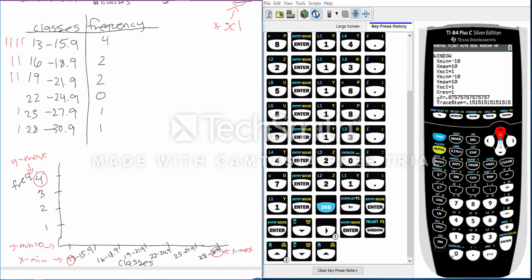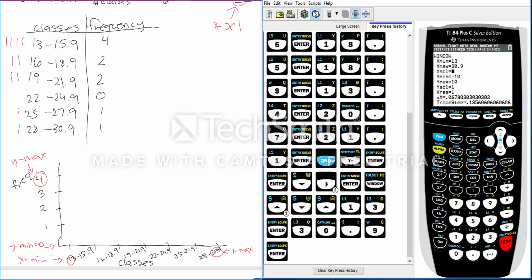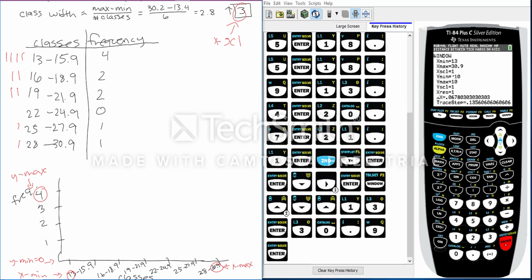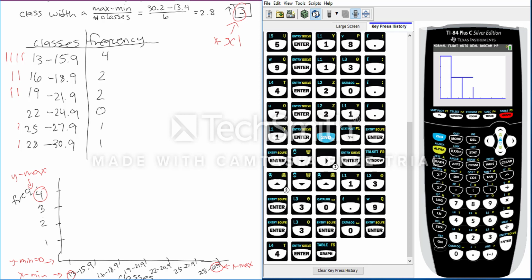So x minimum we said was 13, hit enter. Then x maximum is 30.9. And then the x scale is equal to a 3. Y minimum, it's always going to be 0. Y maximum is equal to 4. And then y scale, since we went by ones, we're going to leave this at 1. And then click on graph.